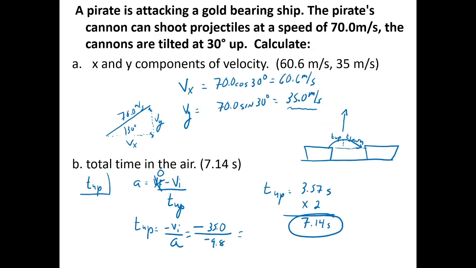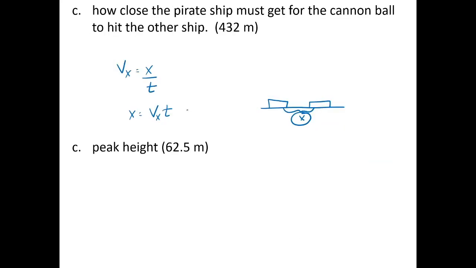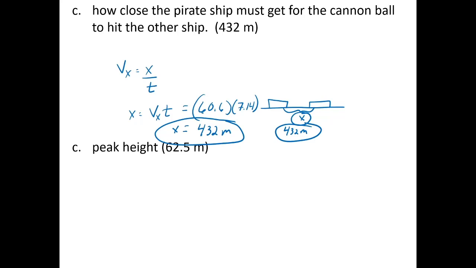And let's just review to see what we got here. 60.6 was Vx times 7.14. Now, 7 times 6 is 42, so I totally believe that that's 432 meters. I trust my math there. So it has to get within 432 meters, roughly 4 football fields, to shoot at the other ship.